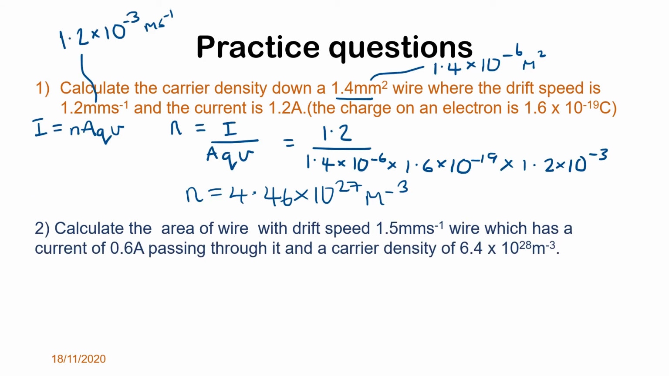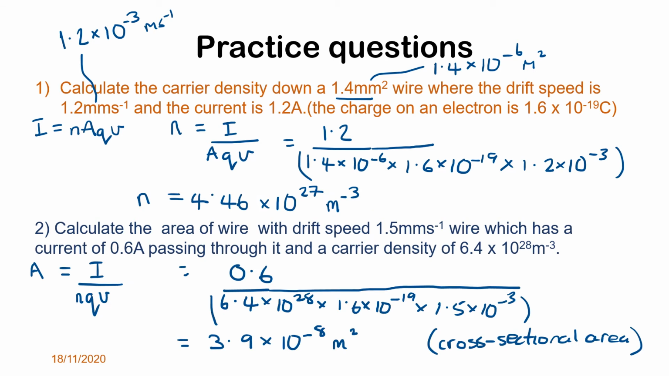So here is the working for the first question. So we're using the equation I equals nAqv, and we need to find n. So we can substitute and solve, or we can rearrange and then substitute. So n equals I divided by Aqv, and we'll put the values in, but remembering to convert area from millimeters squared to meters squared, and velocity from millimeters per second to meters per second. So care is needed with that. And that will give you a value of n equal to 4.46 times 10 to the 27 per meter cubed.